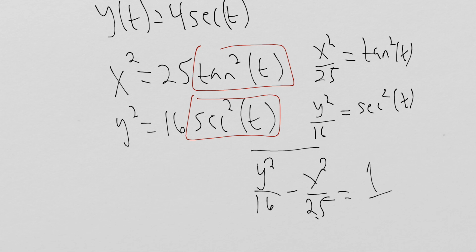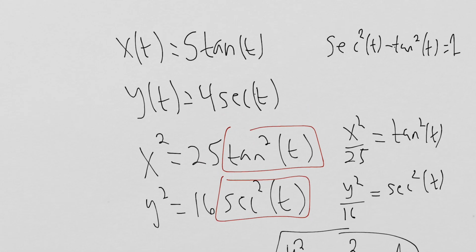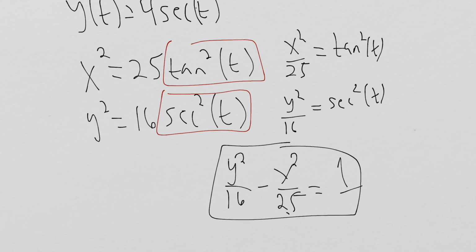Okay, so now we have our Cartesian form because we have x and y, our two variables, in the same equation, rather than having x and y both in terms of a third variable, the parametric form. We took that parametric form and made it Cartesian.